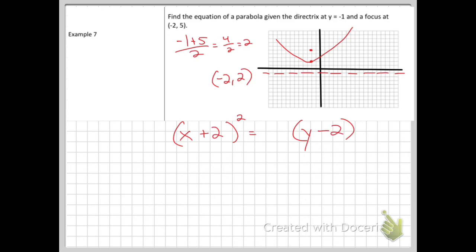Then I can see p, or I can count. P is 3, right? It's 3 from the focus to the vertex, or 3 from the vertex to the directrix. So remember, 4p is what goes in front. So 4 times 3 is 12. But that's always going to give you a positive answer. You have to stop and think, should it be positive or should it be negative? This one's opening up, so this one should be positive, and this is the equation of our parabola.